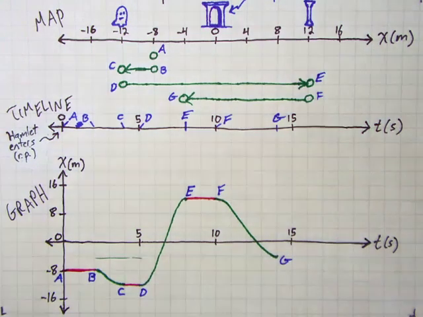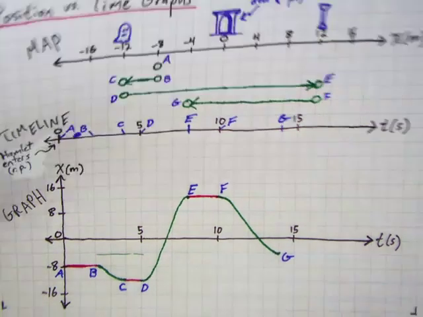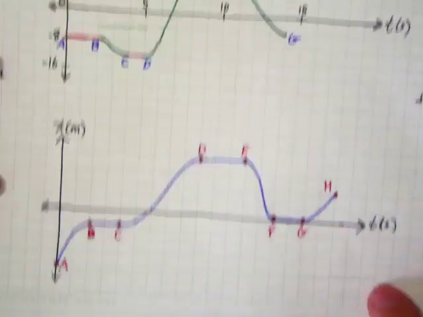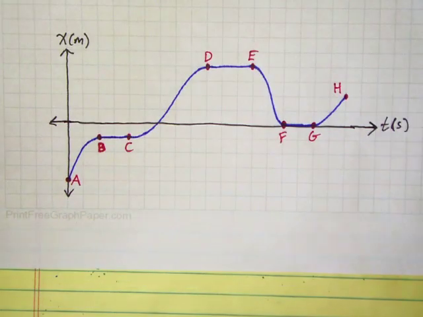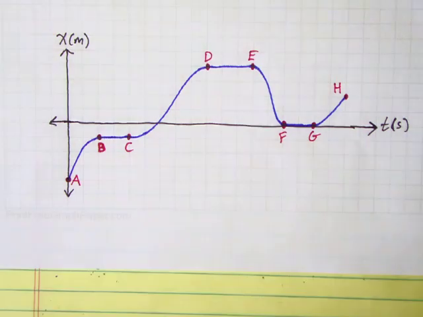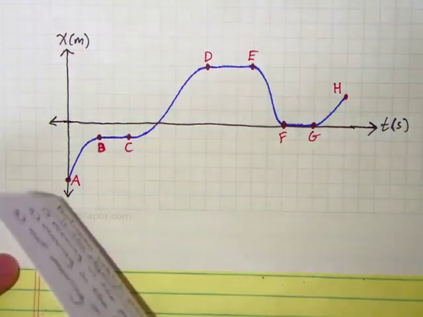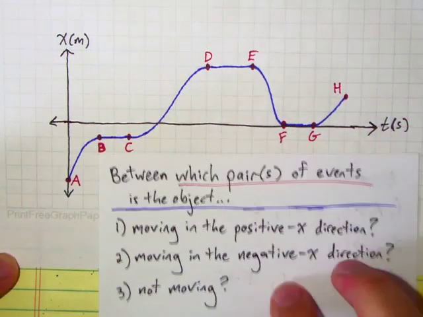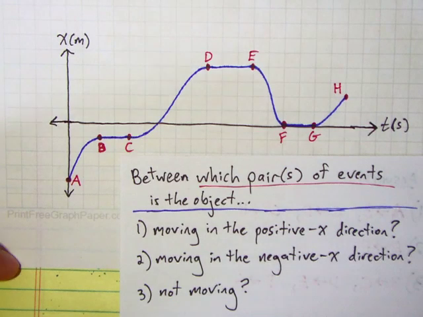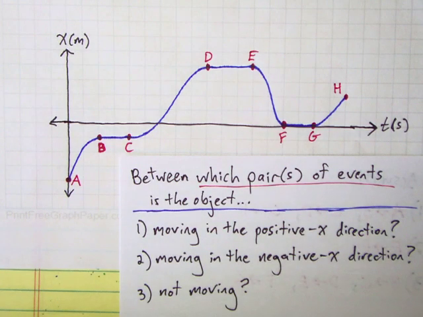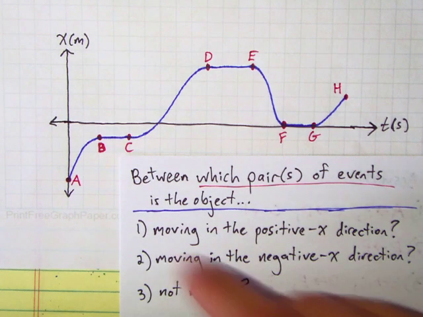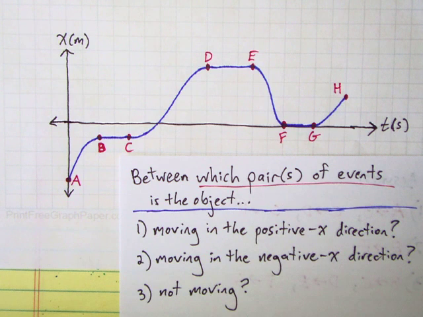All right, let's try interpreting another motion graph. Okay, here's some other object's motion. And I've marked different events here. And I want you to tell me between which pairs of events is this object moving in the positive x direction, between which pairs of events is it moving in the negative x direction, and between which pairs of events is this object not moving. Pause the video for a moment, think about it. Ready?